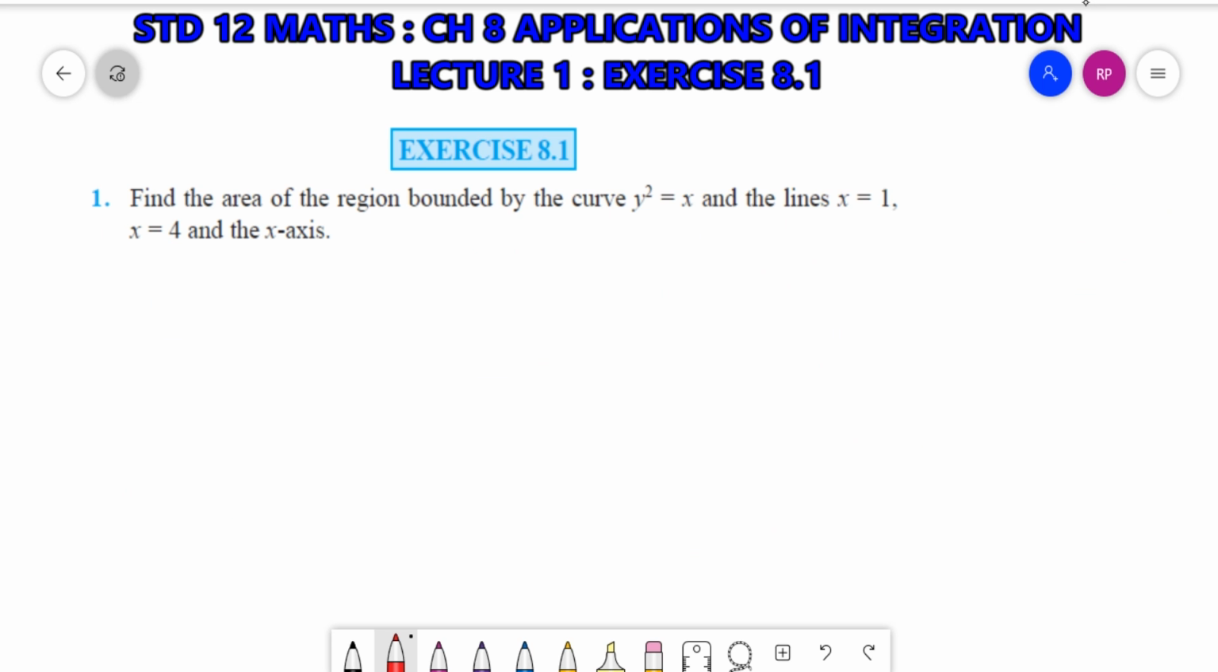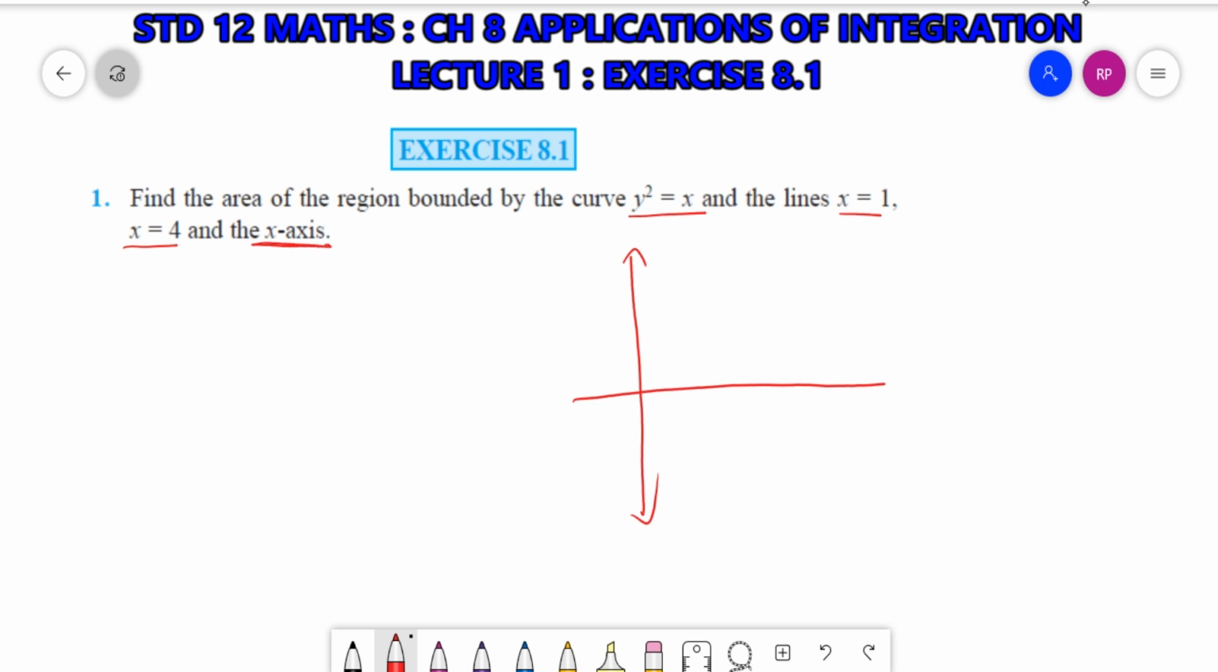Exercise 8.1, question 1. Find the area of the region bounded by y square equal to x and the lines x equal to 1 and x equal to 4 and x-axis. See here you have to find out between the curve and x-axis. So we have to take f of x dx. Before that, first we need to find out the curve.